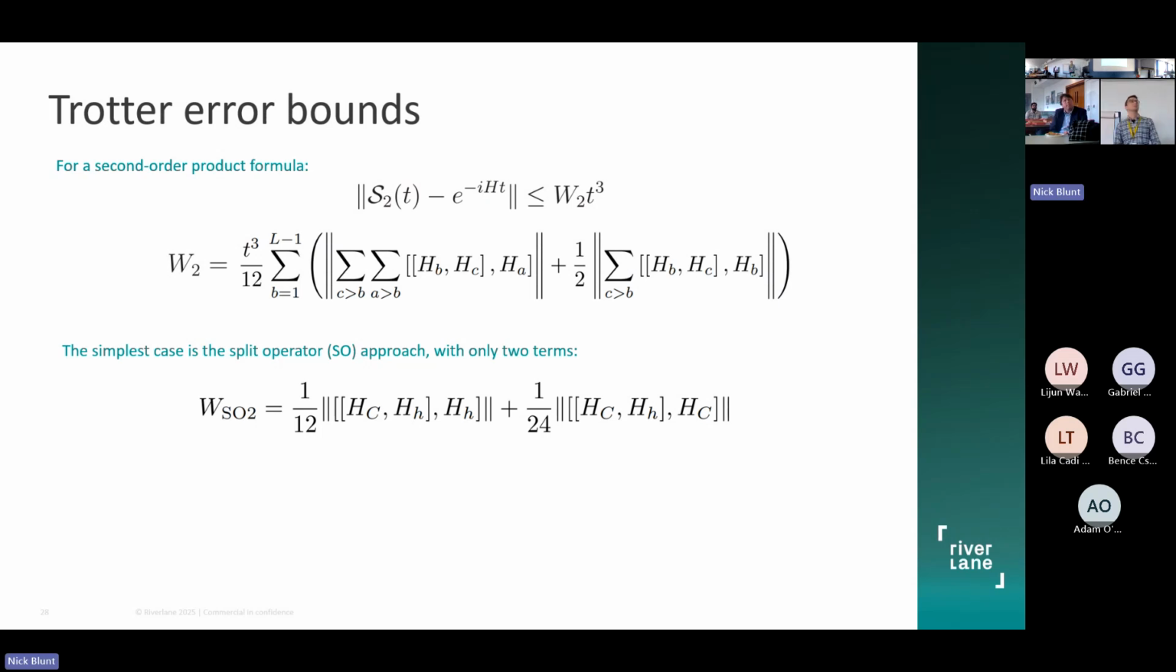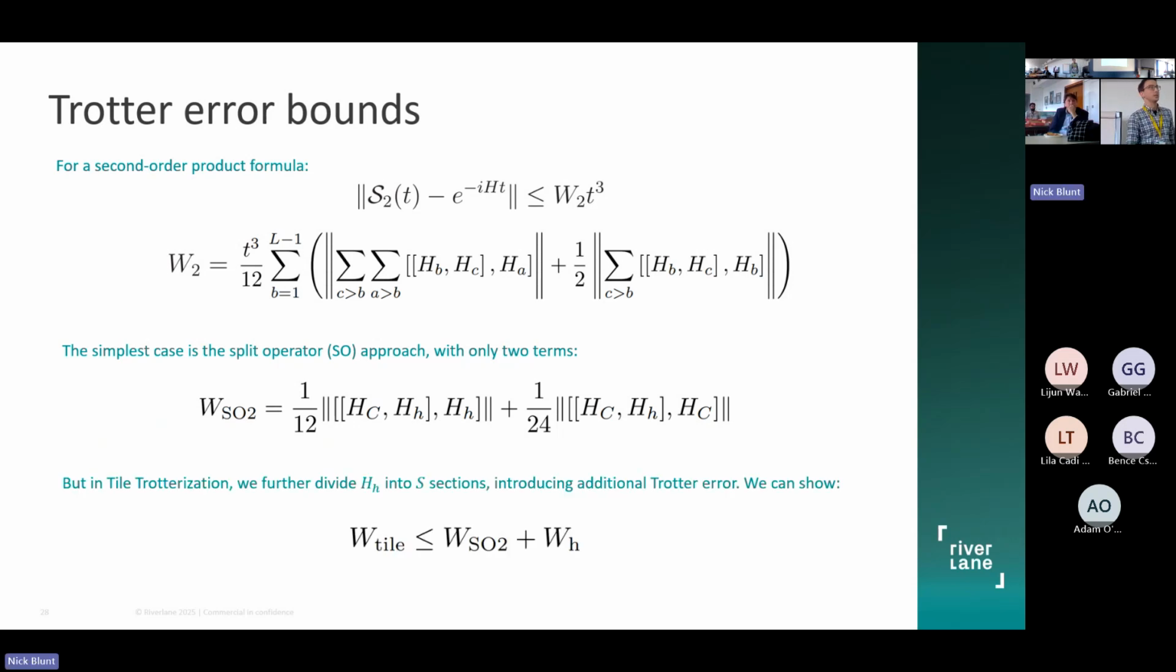Okay, firstly, we can think about the split operator approach. This is very simple because here we're only splitting it into two terms. So actually, there are only two terms remaining in this expression. But we want to do this for tile Trotterization, where we're also dividing the hopping term into S sections.